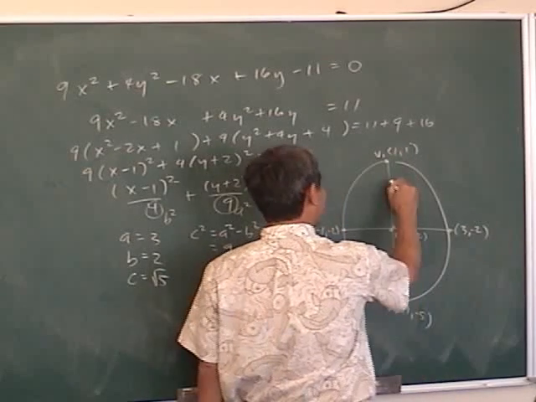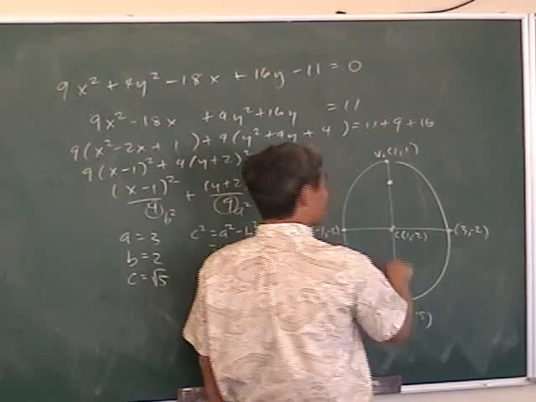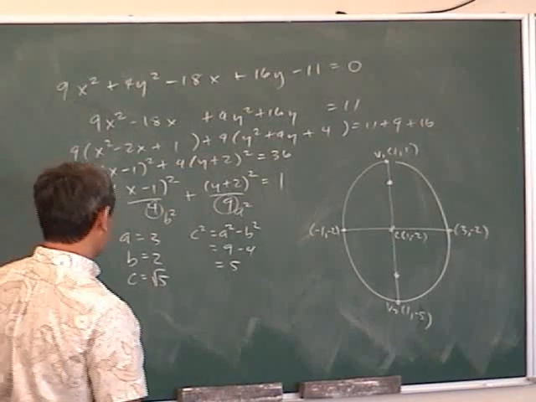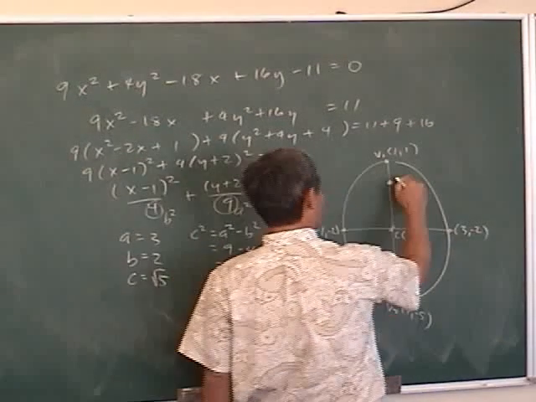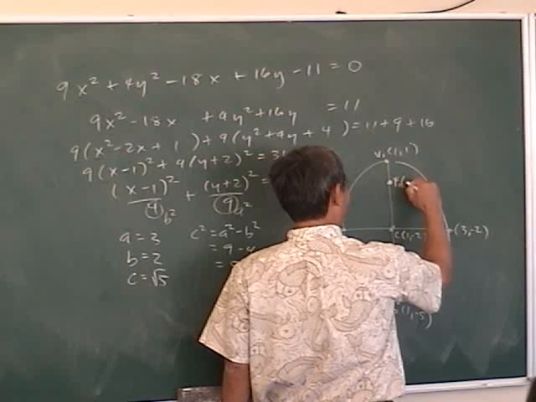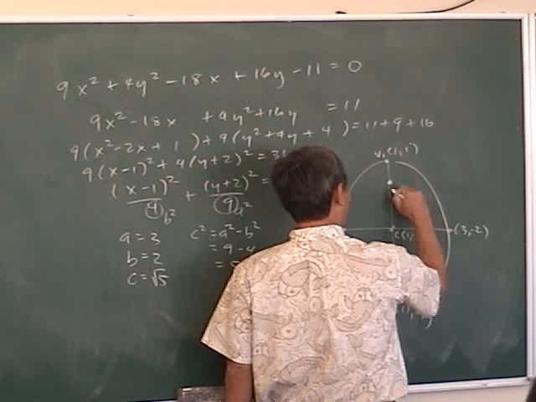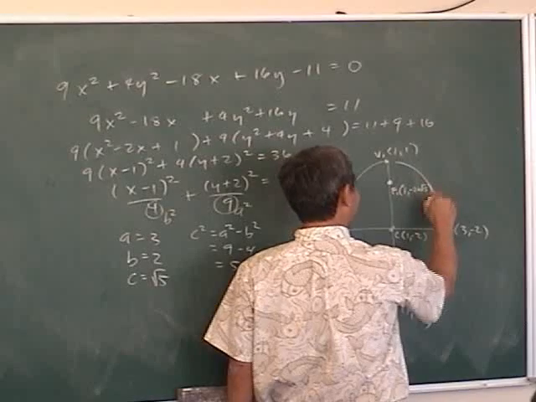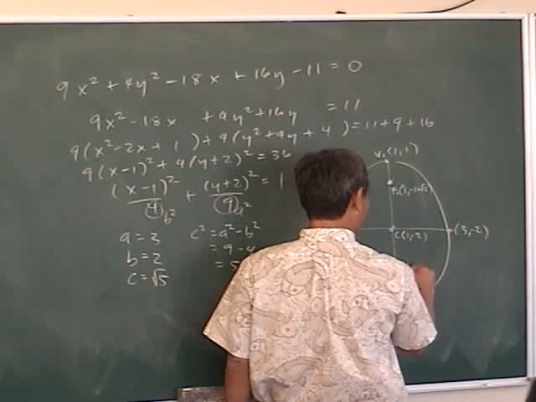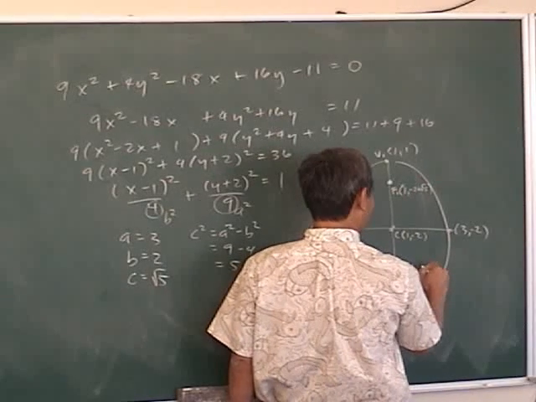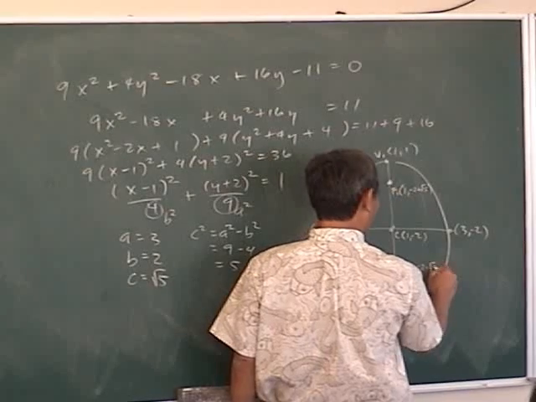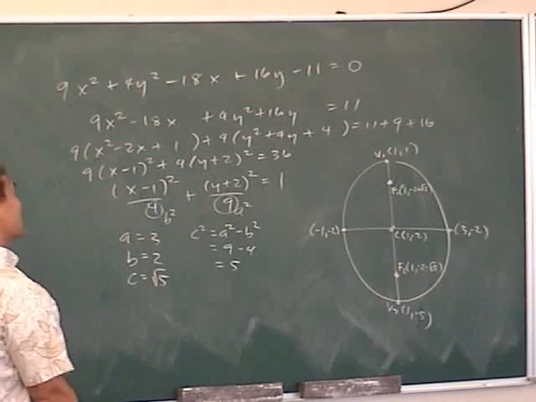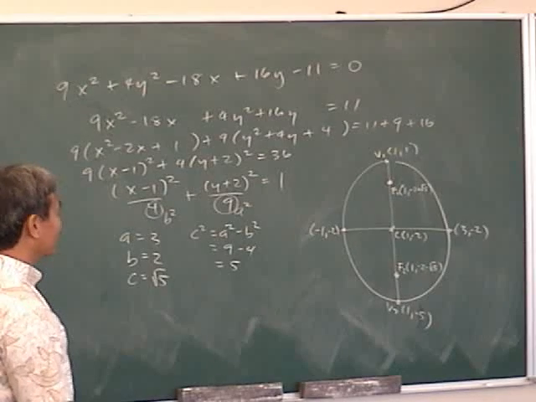How do I find the foci? You go c up and c down. Right? Because the focus is c units from the center. So radical 5 up, so what is this? 1, -2 plus root 5. I don't like that. And then this focus here is going to be 1, comma, -2 minus root 5. Ugly. So Mr. Bart, that's the important parts of the ellipse.